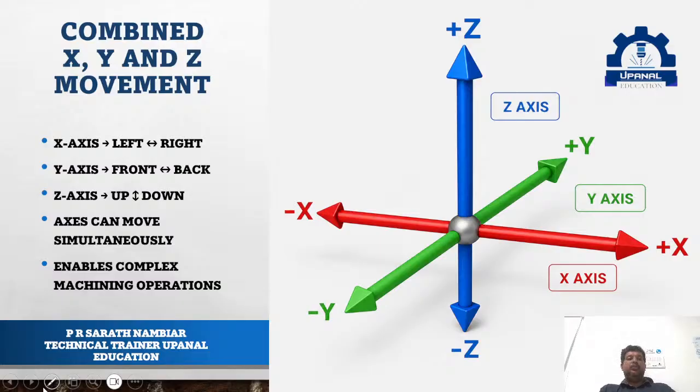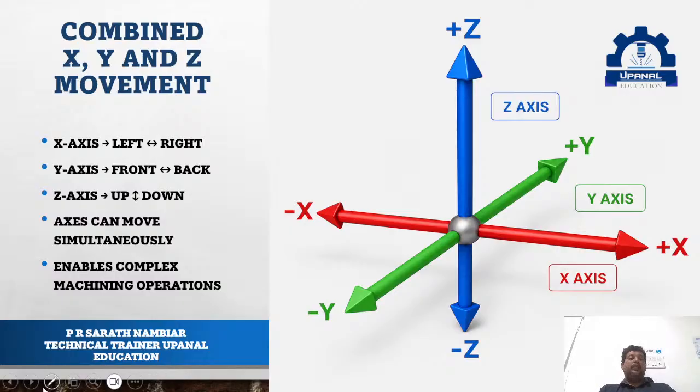The x-axis moves to the required left-right position. The y-axis moves to the required front-back position. And once the correct location is reached, the z-axis moves downwards to perform the drilling operation. All three axes work together to reach the target point.